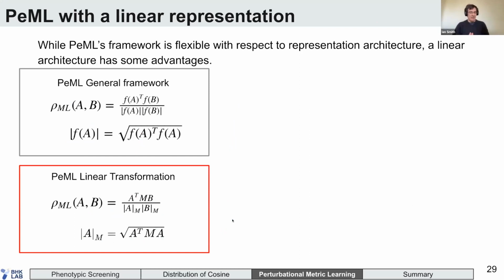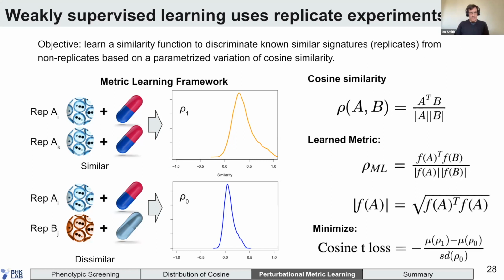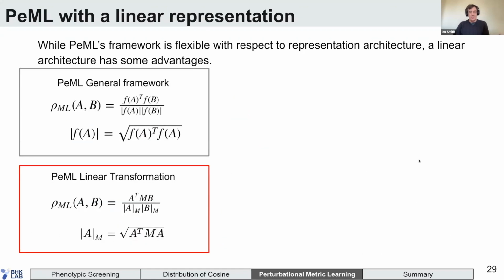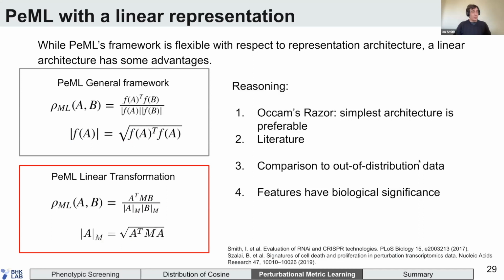Everything I'm presenting in PeML is a completely general framework. You can take whatever architecture you want to use to learn this representation: a feed-forward neural network or VAE or whatever you happen to like. The results that I'm going to show today are all linear transformations, and that's a little sacrilegious in 2023 when everything's deep learning. I'm certainly looking at deep learning architectures, but I think there are some interesting arguments for using a linear architecture.